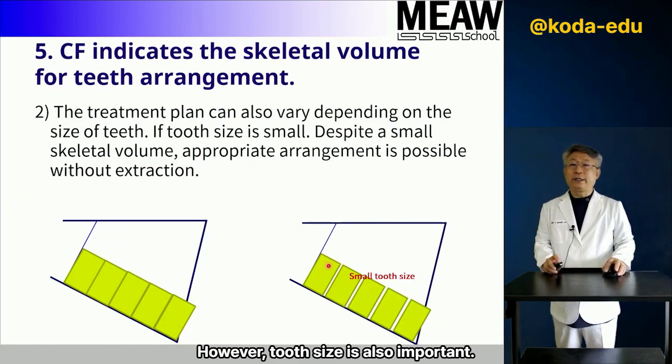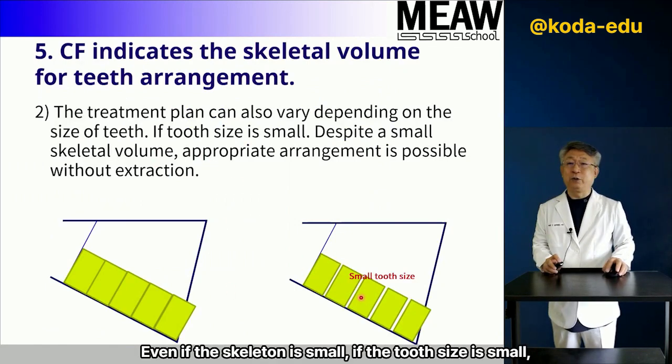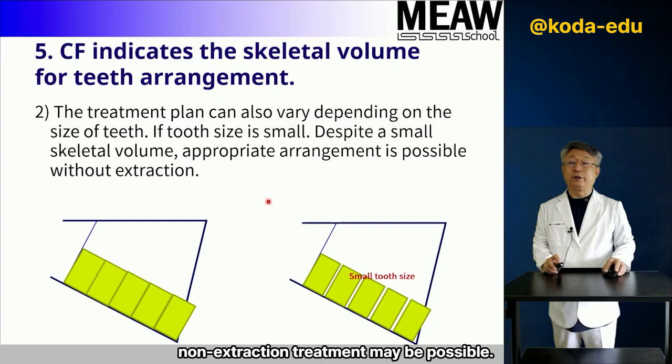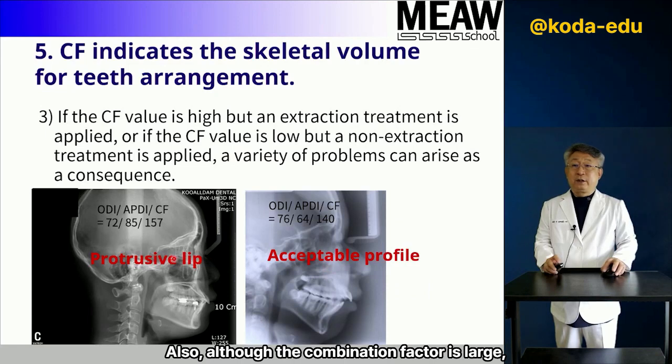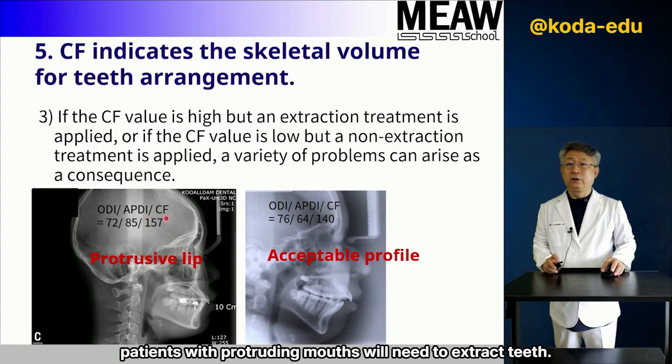However, tooth size is also important. Even if the skeleton is small, if the tooth size is small, non-extraction treatment may be possible. Also, although the combination factor is large, patients with protruding mouths will need to extract teeth.